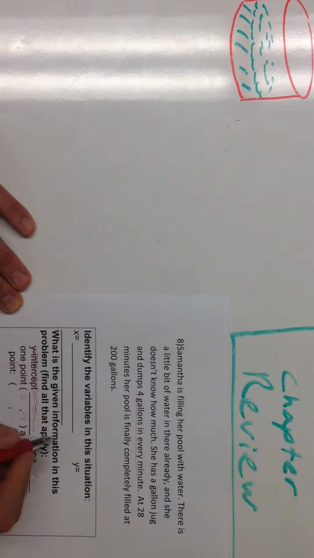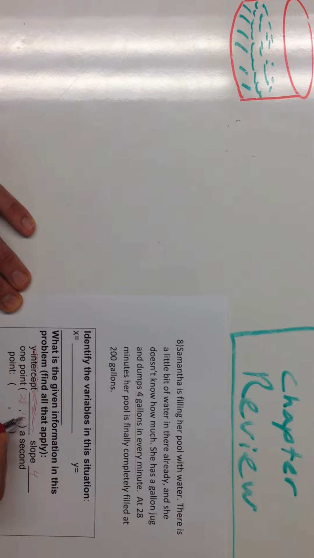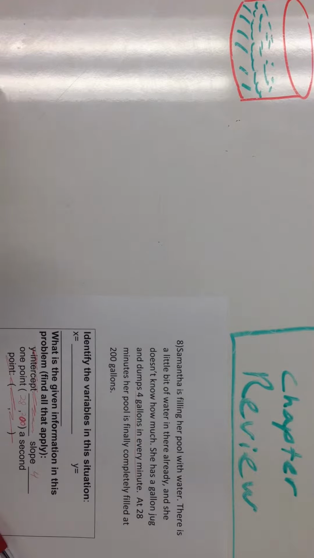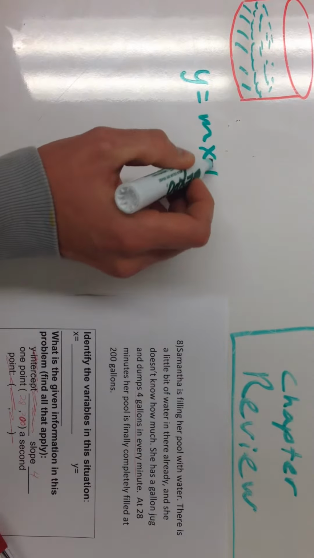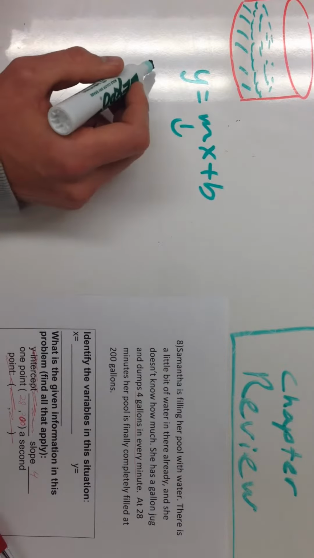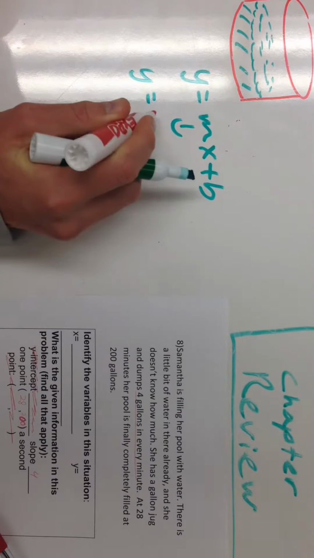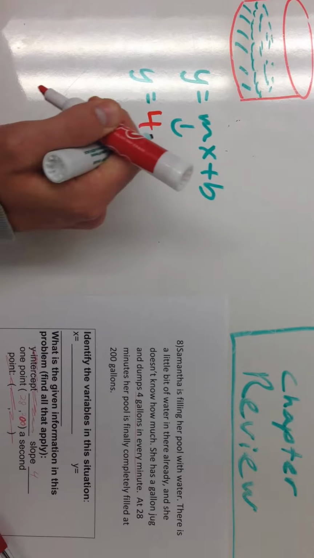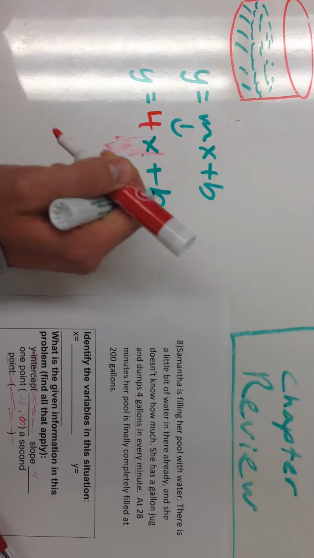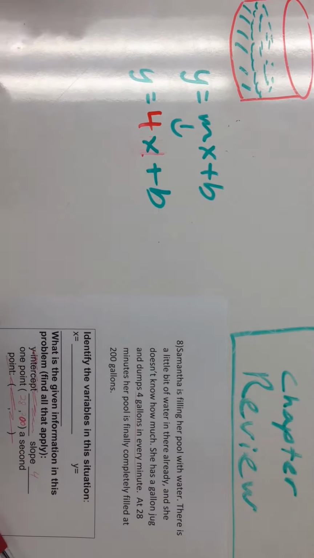So at 28 minutes, her pool is filled up. So that's 28, 200. So we don't need a second point. We've got a slope and a point, and we can write an equation with that information. So remember, our equation of a line is y equals mx plus b. We were given the slope of 4 in the problem. So all we need to figure out now is that b value.